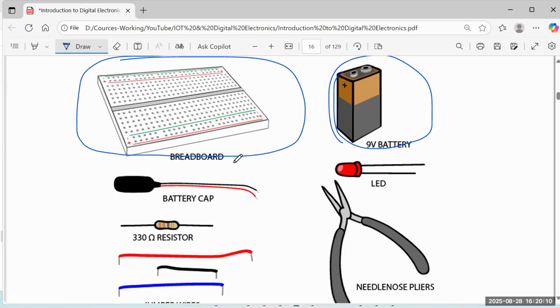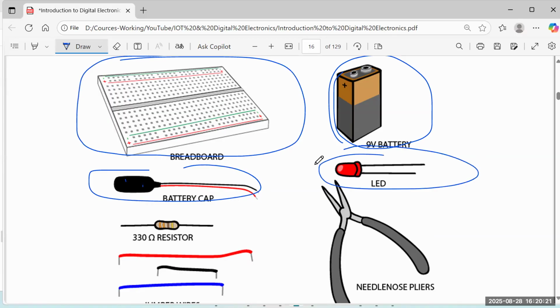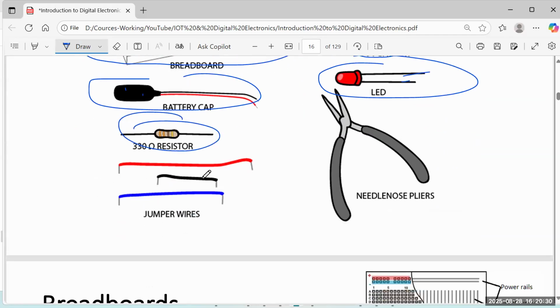So this is the battery cap that you can fix to here so that you can take wires like this, because we can then fix wires. This is an LED bulb. You can see one side is longer than the other. It's a bulb with different colors. Resistors, and these are the jumper wires and other wires.